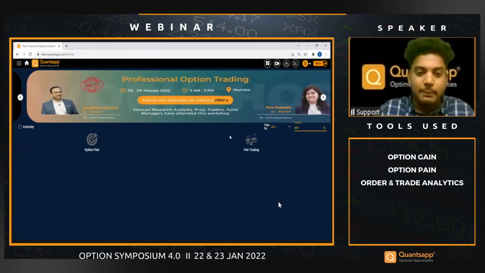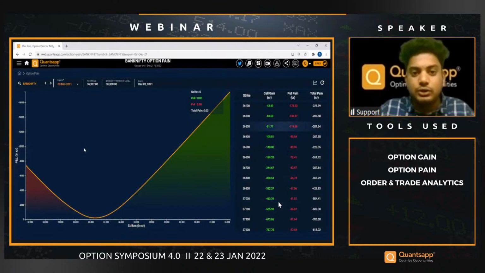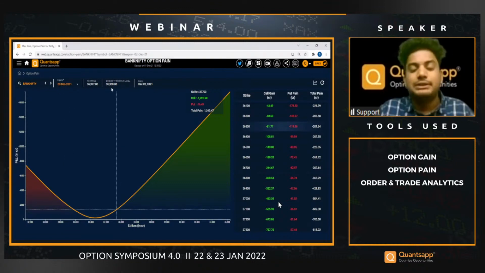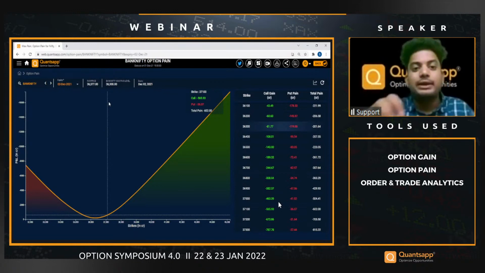So what is better than max pain? We can have a look at the max pain level from the option pain tool here in Concept, wherein the expiry is the 2nd of December. Bank Nifty's max pain is placed at 36,300. This is the level where the most option sellers are making the most money and option buyers are making the most loss.